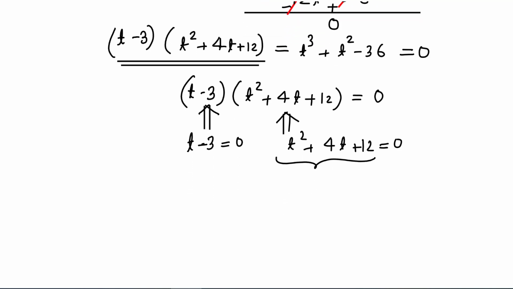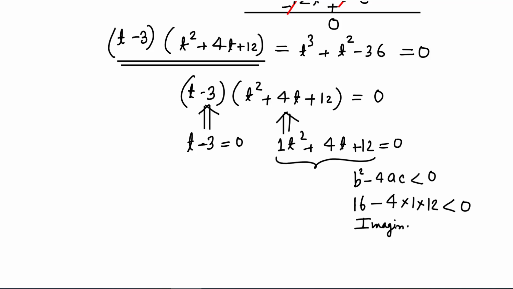Why is this so? There are many methods. One is you can show that b square minus 4ac is less than 0, because b square is 4 square, which is 16, minus 4 times a, which is 1 in this case, and c is 12, which is negative. So this means b square minus 4ac is less than 0. So this has imaginary roots, and this can never be 0.